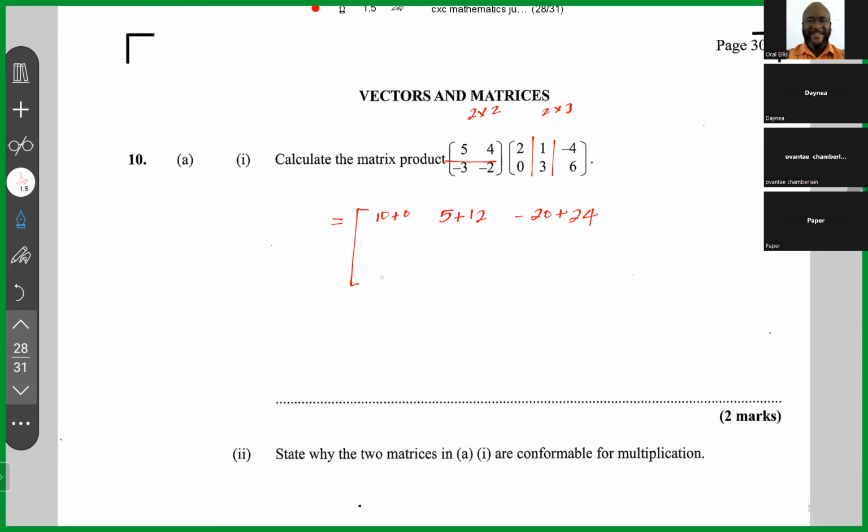Minus 3 times 2 is minus 6. Minus 2 times 0 is 0. Minus 3 times 1 is minus 3. Minus 2 times 3 is minus 6. Minus 3 times minus 4 is positive 12. Minus 2 times 6 is minus 12. So it looks like our final answer here is 10, 17, 4, minus 6, minus 9, and 0.